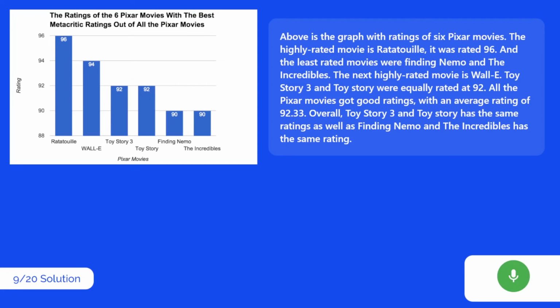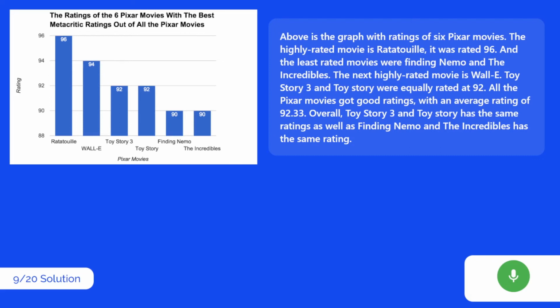Above is the graph with ratings of 6 Pixar movies. The highest rated movie is Ratatouille, which was rated 96. The lowest rated movies were Finding Nemo and The Incredibles. The next highest rated movie is Wall-E. Toy Story 3 and Toy Story were equally rated at 92.